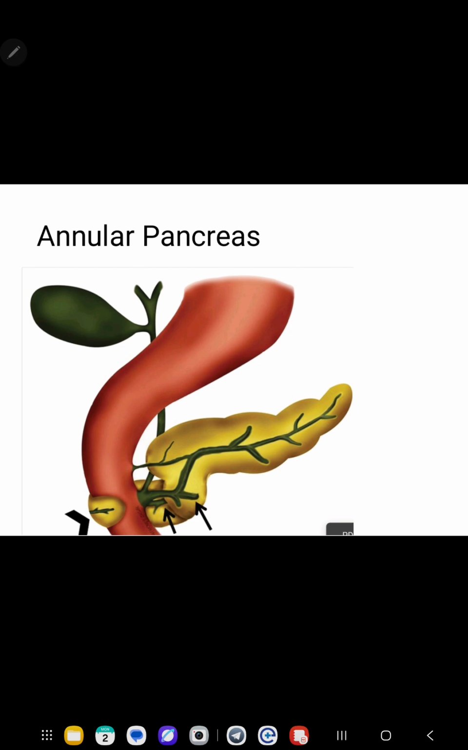So it could be partial or complete annular pancreas, and the significance is this can occur along with some associations like Down syndrome, Hirschsprung's disease, and polysplenia. Then a complication is it can cause duodenal obstruction.